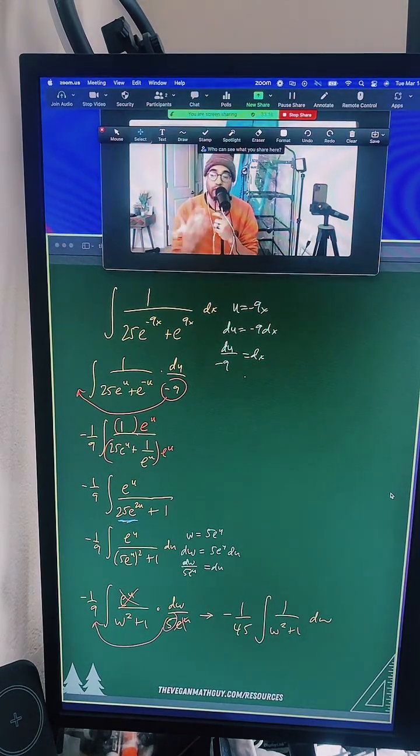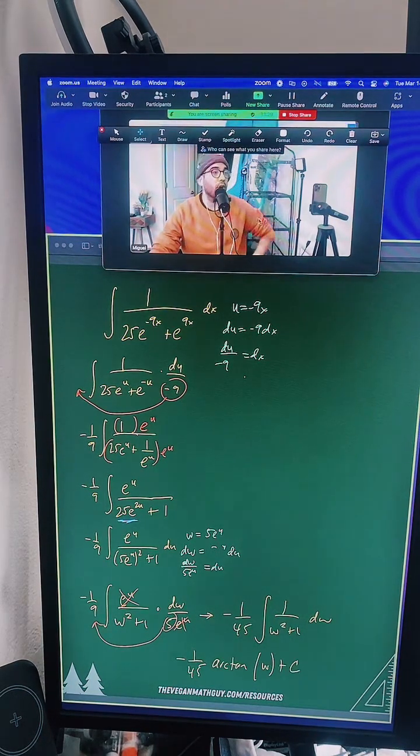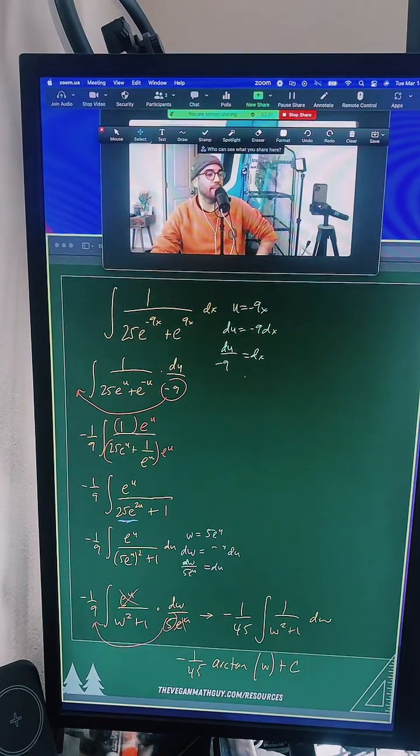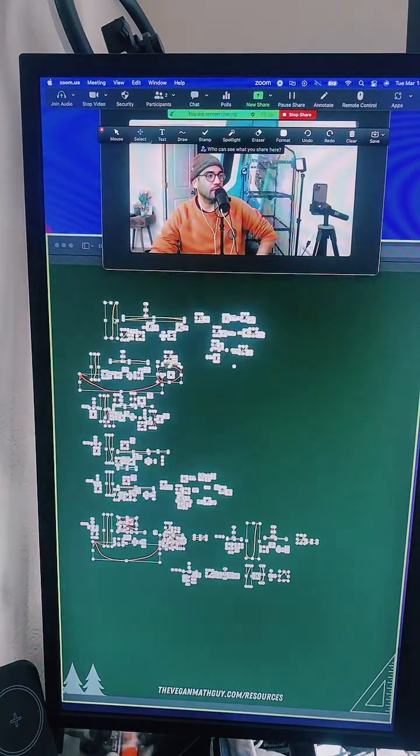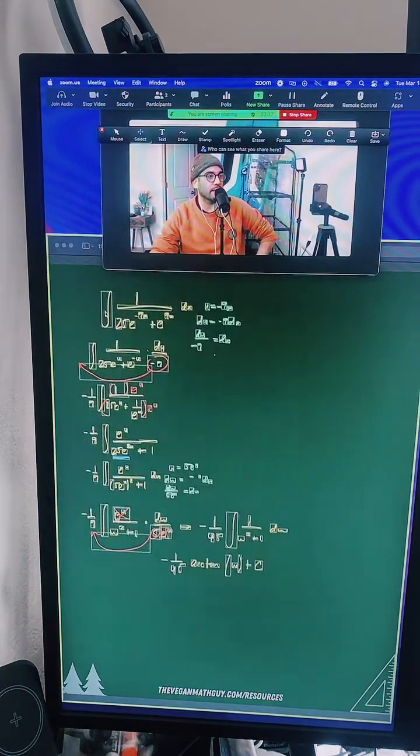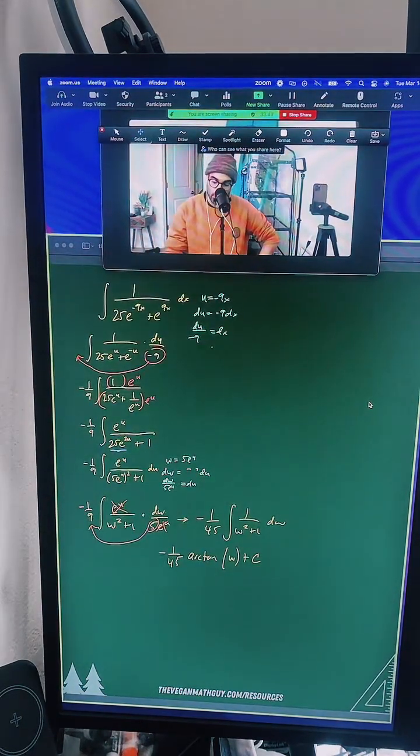So, like I mentioned, that integral is a simple arctan. So we have negative 1 over 45 arctan of w plus c. And if you recall, again, to avoid so many subs, you could have done this in the very beginning. I think you could have made your u equal to e to the negative 9x or something like that. But if you recall, w was equal to 5e to the u. So we have negative 1/45 arctan of 5e to the u plus c.